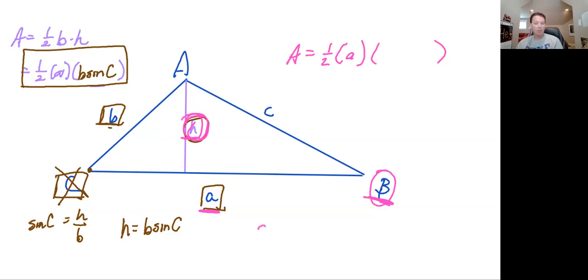I'm going to write sine B equals h opposite over C hypotenuse. I'm going this direction.